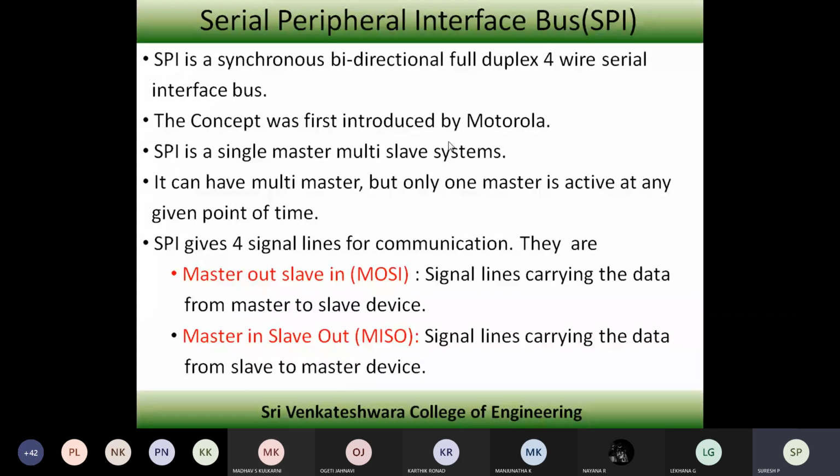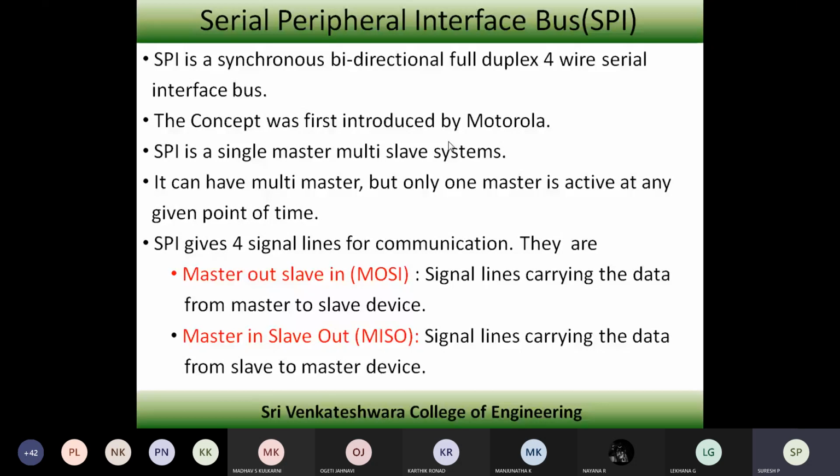But whereas in your serial peripheral interface, it is a single master, multi-slave. That's one difference you have to keep in your mind. So your SPI is a single master, multi-slave system, whereas I2C is a multi-master, multi-slave, because I can have multiple masters connected across the bus. Okay. So SPI gives 4 signal lines for communication.